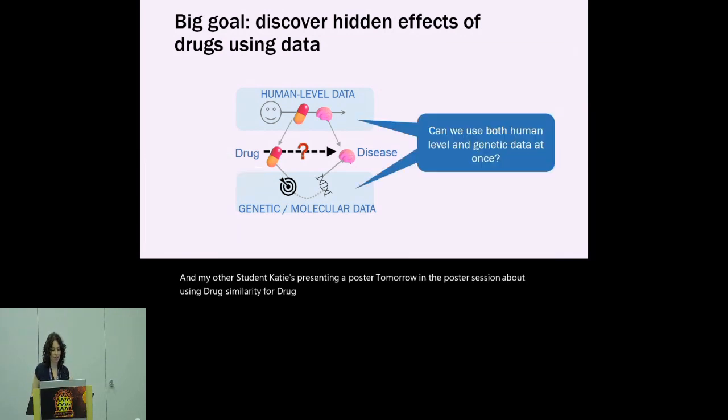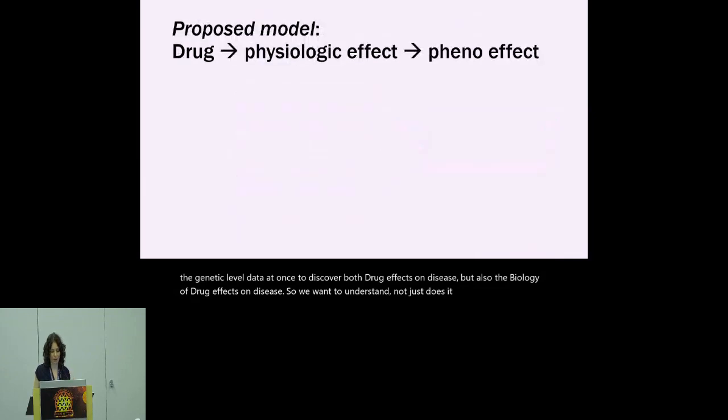repurposing. But for this project, we wanted to see, can we make a model that integrates both the human level data, this epidemiological level data, and the genetic level data at once to discover both drug effects on disease, but also the biology of drug effects on disease? So we want to understand not just does it affect it, but why does it affect it?